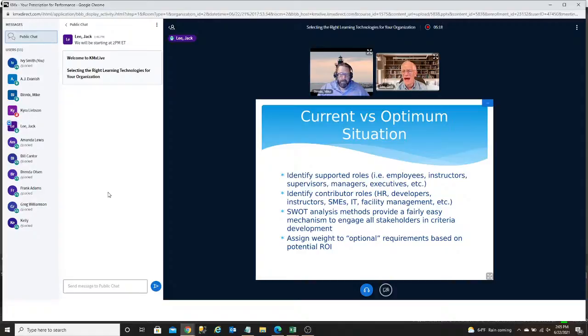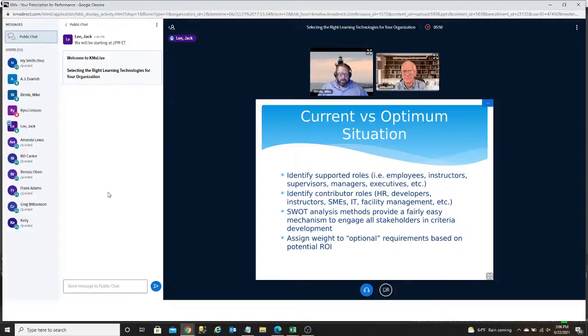But then you're going to have optional requirements, things that are nice to have that fill in that opportunities section of your SWOT analysis, things that can move you forward, reduce the risk, take advantage of your strengths and fill in your weaknesses. And those will give you your best ROI if you can assign some kind of weight to them. What's the importance of them?